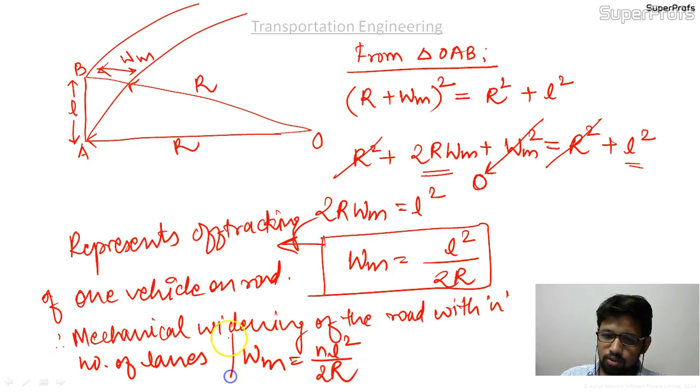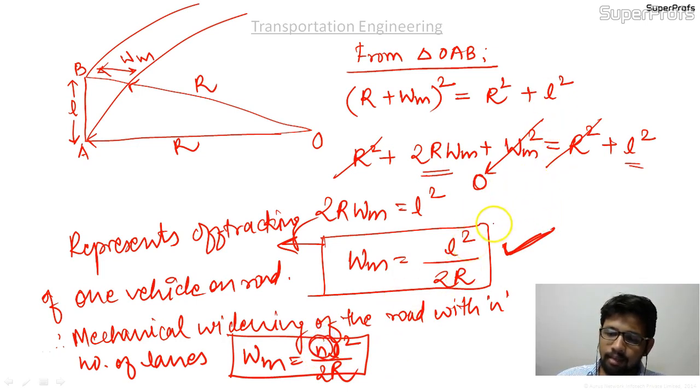Okay, so this was for only one lane. But the road has got n number of lanes, so we say that there will be n number of vehicles standing adjacent to each other. That's why the mechanical widening for those many lanes will be given by nL square by 2R.